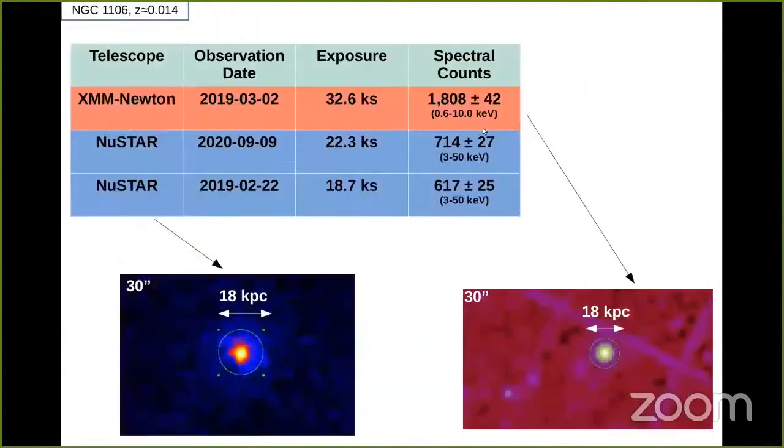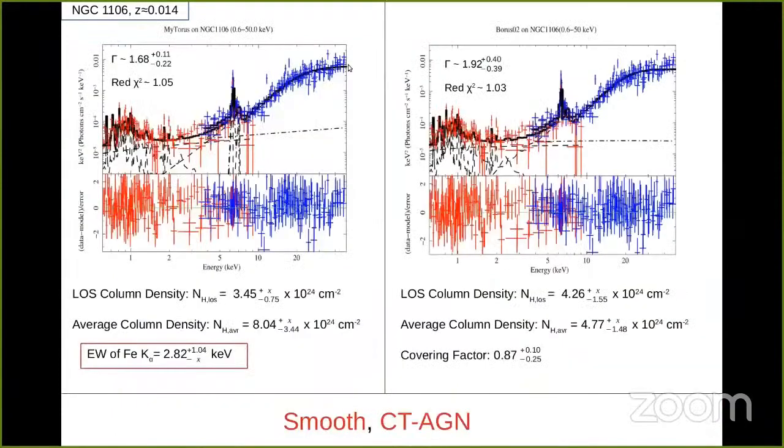Finally, for this source, we have excellent photon statistics for both soft and hard X-rays, and we can see that both the models give almost consistent values. Borus has the best fit with photon index about 1.9 and reduced chi-square close to 1.